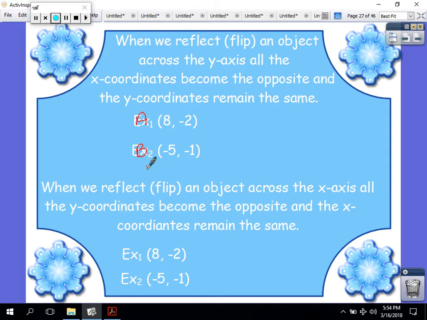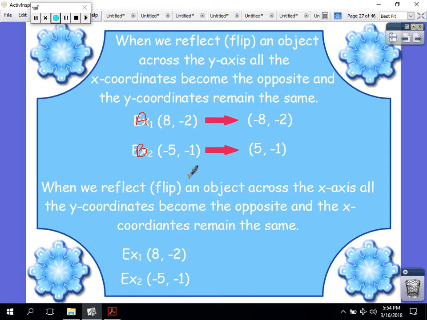So you should have, for examples here, let the x become its opposite, so 8 becomes its opposite, and the y value stays the same. So let's see if that is what we got here. In this case, it became negative 8, negative 2. So check your paper and see if you got that one right. And for B, you should get 5, negative 1. The x value changed and the y stayed the same.